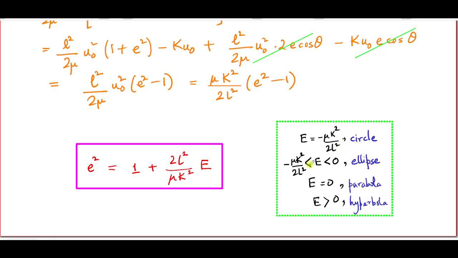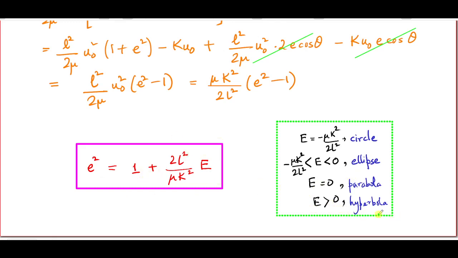If the energy is between minus mu k square by 2L square and 0, that is, it's negative, but not too negative, then this e square will be a value which is smaller than 1, leading to an eccentricity between 0 and 1, that is an ellipse. Capital E equal to 0 will give you exactly e square equals 1, an eccentricity of 1, which is the case for a parabola. And finally, if capital E is positive, you will end up with small e, which is more than 1, which is the case for a hyperbola.